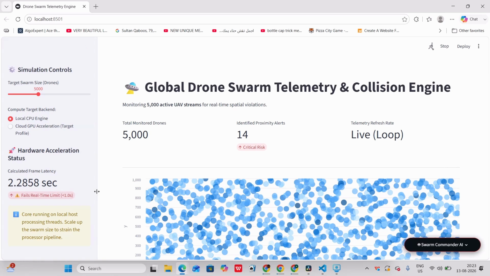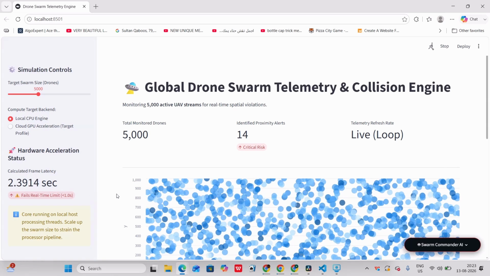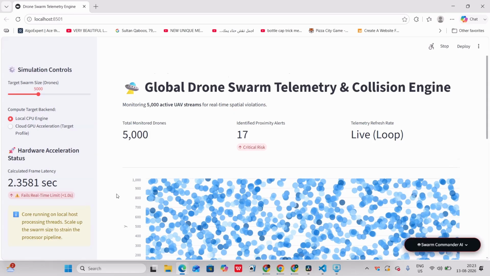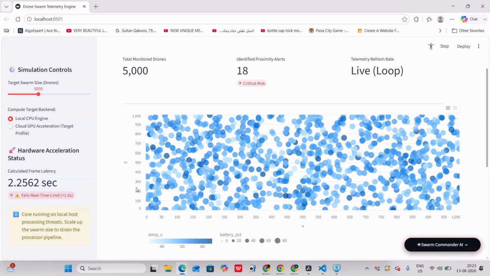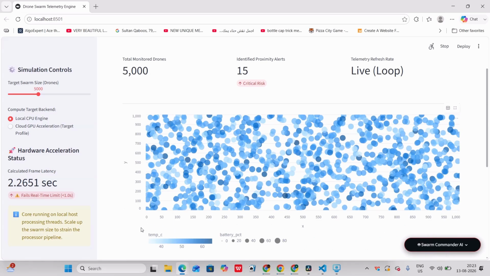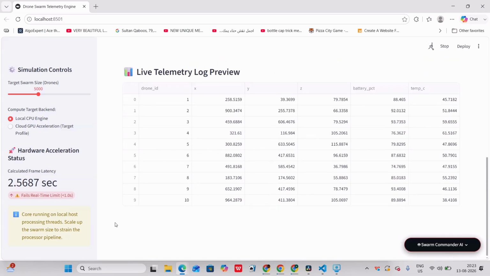On our page, we can see a clean and structured dashboard. The data from several drones such as X, Y, Z coordinates, battery and temperature are used by this sophisticated system to ingest, clean, analyze and model high-frequency data with minimum latency.